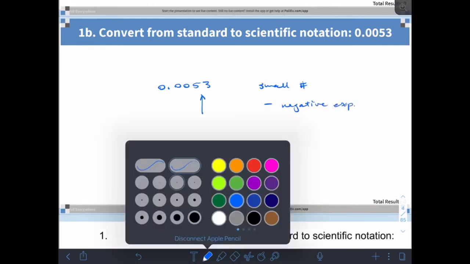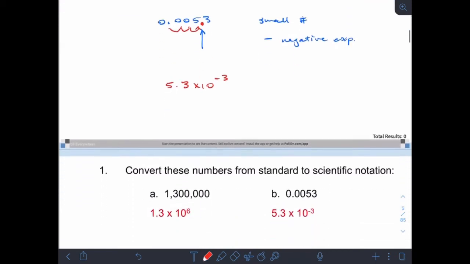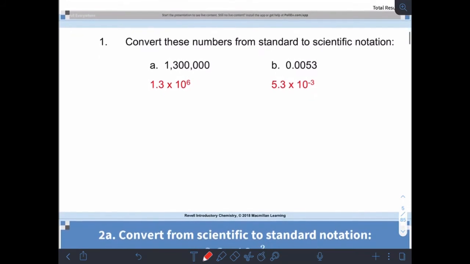All right, so let's place our decimal and then count how many spots we moved. We went 1, 2, 3. So this number in scientific notation is 5.3 times 10 to the minus 3. And according to the slides, we have the correct answer. Good for us.